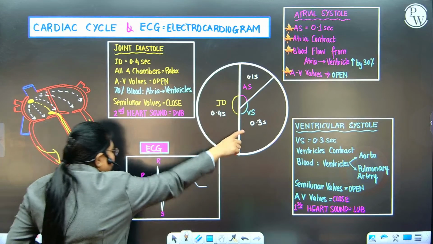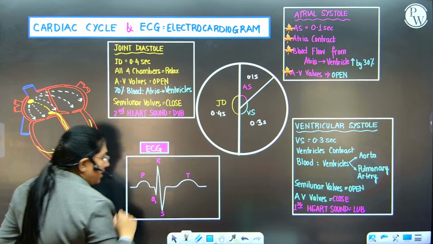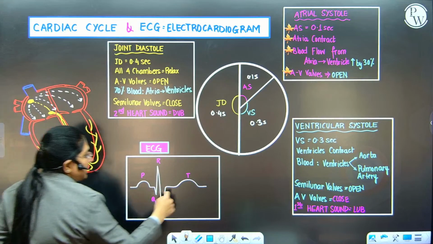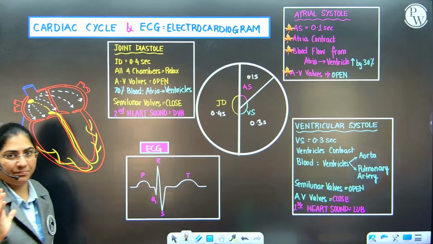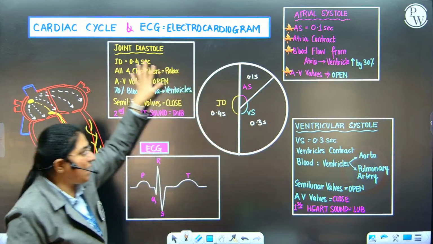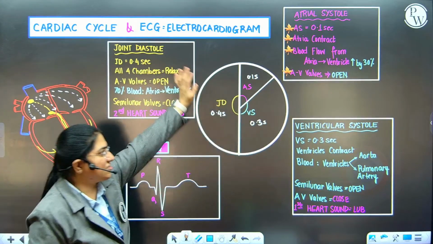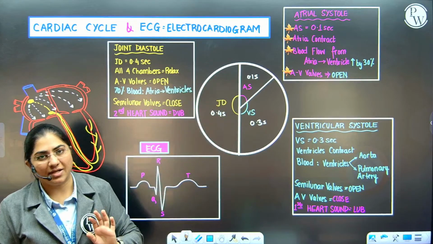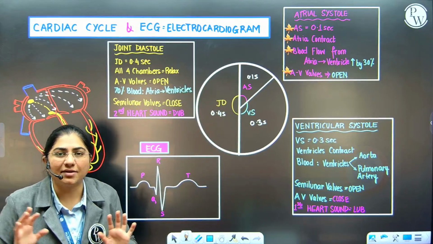The ventricular systole on ECG produces the QRS complex and the ventricular relaxation produces the T wave. Is that clear? Those are the three series of events that occur during one cardiac cycle, or during one heartbeat.